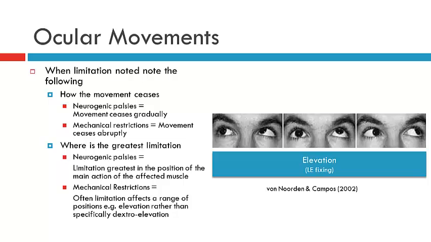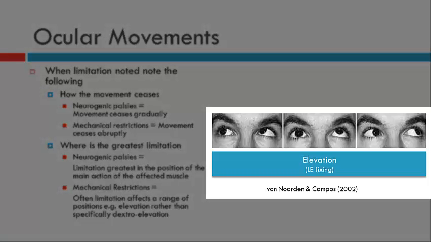Also, observe whether the limitation you observe is such that it affects a large range of positions rather than a specific position. Now, when a limitation affects a range of positions, it's likely that you have a mechanical restriction as opposed to a neurogenic one. To the right, we have a patient who is looking into up gaze.